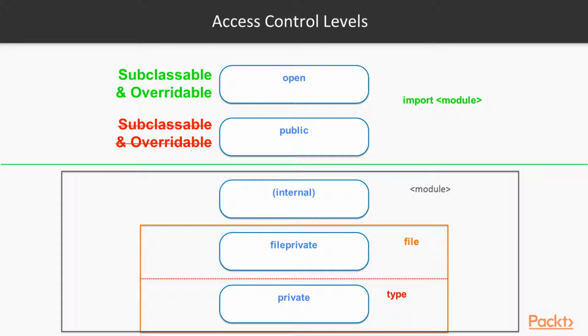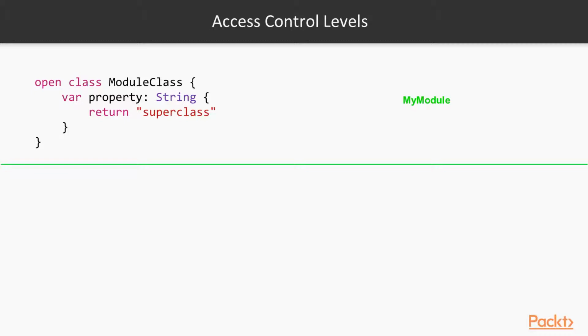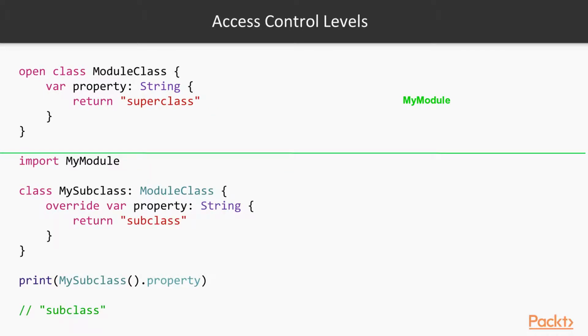A public class is publicly available, but it's closed. It can be used, but it cannot be modified. It is not subclassable or overridable. Open class code, on the other hand, is subclassable and overridable. An open class can be subclassed by a class outside its module. Also, its properties can be overridden. Let's show a quick example to make that clearer. Here we have a class called ModuleClass that's inside a module called MyModule. The class is open. This means that if we import the module, we can subclass ModuleClass. We can also override its properties to change its behavior. Here I've overridden the property called property and I'm returning a different string.